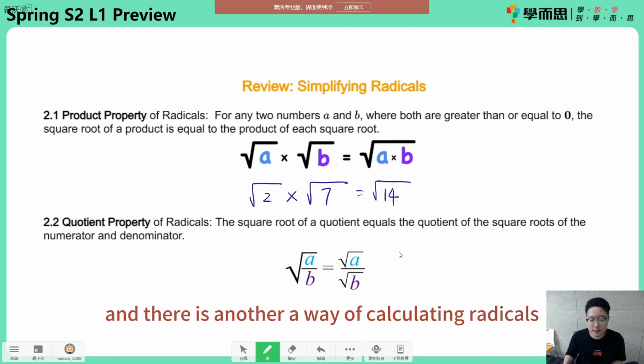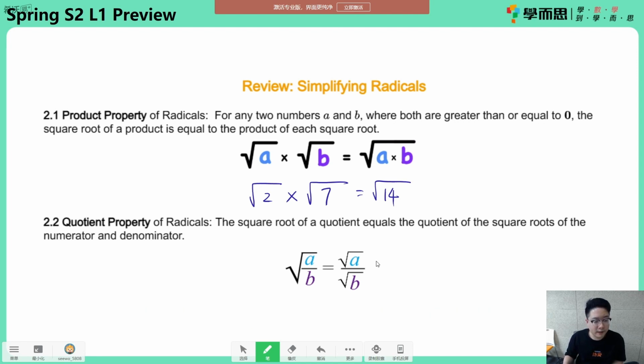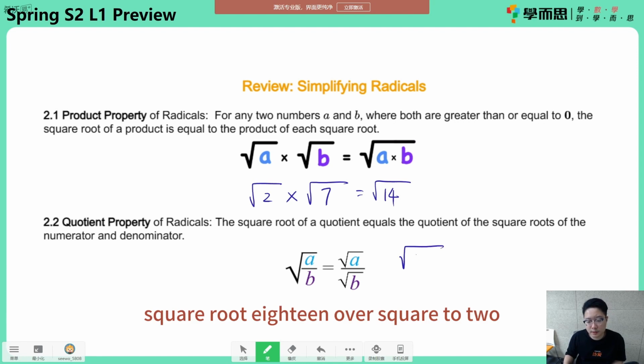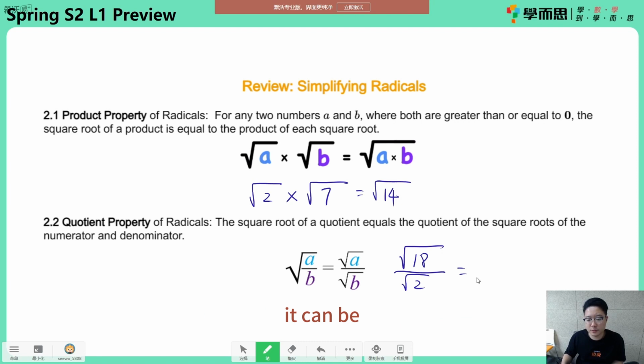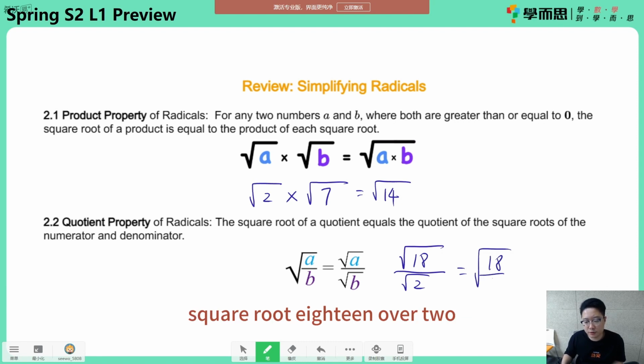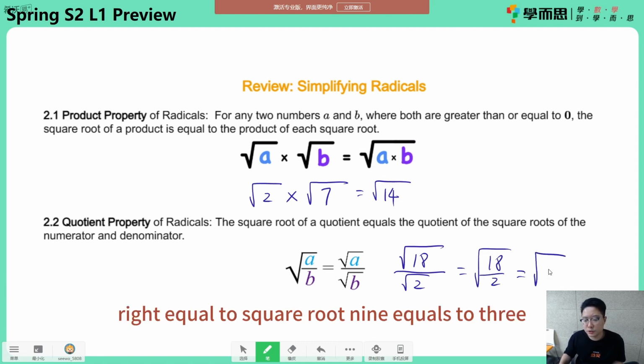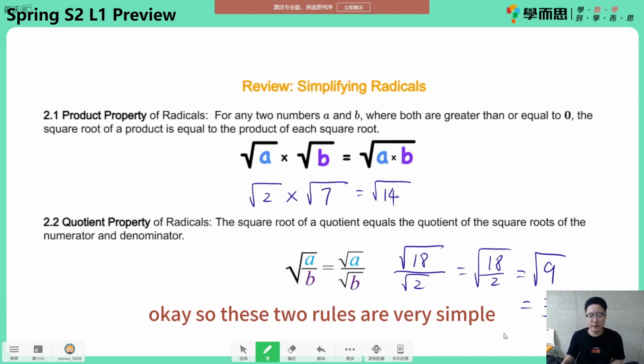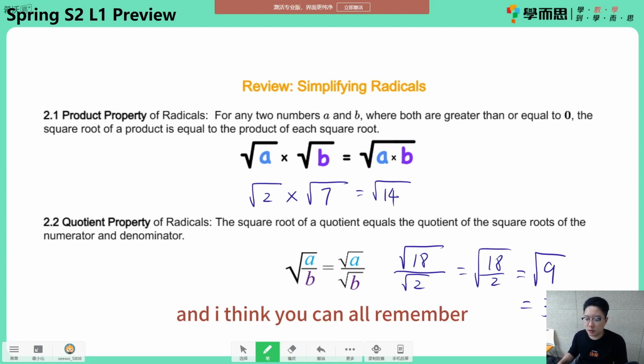And there is another way of calculating radicals. It's called the quotient property. So maybe I'll give you an example. Square root 18 over square root 2 can be square root of 18 over 2, right? Equal to square root 9, which equals 3, okay? So these two rules are very simple, and I think you can all remember.